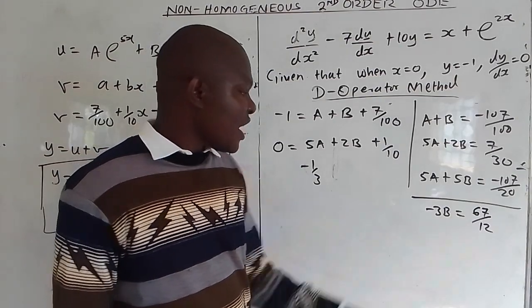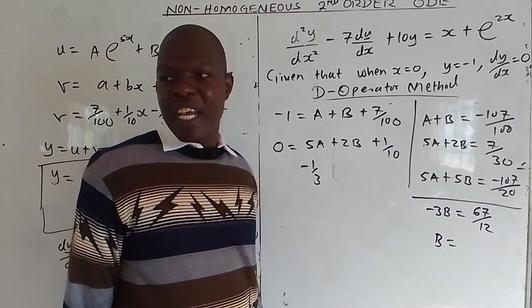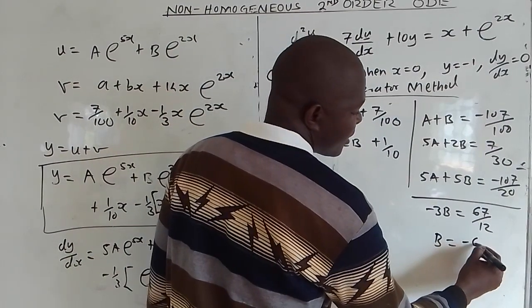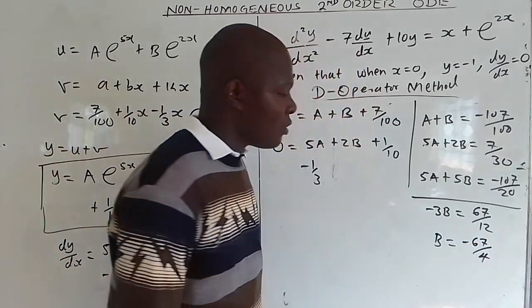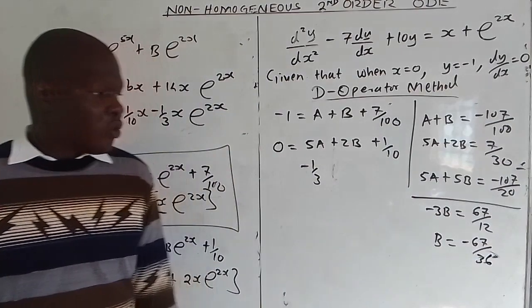So divide both sides by negative 3. What do you get to be B? Answer divided by negative 3. Negative 67 over 36. Good. Then you go on.